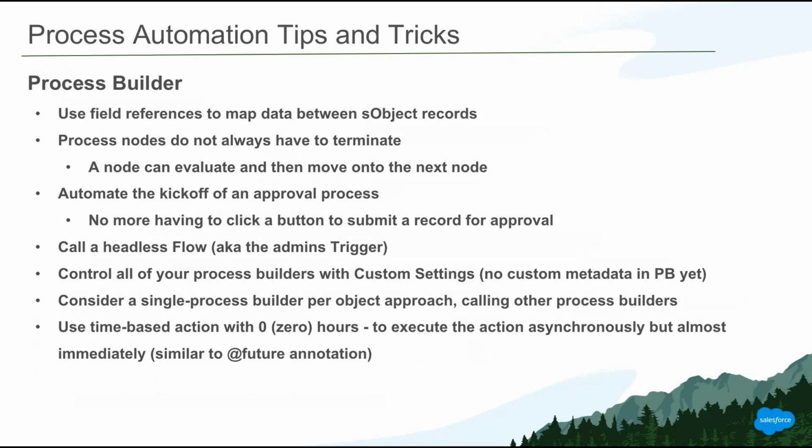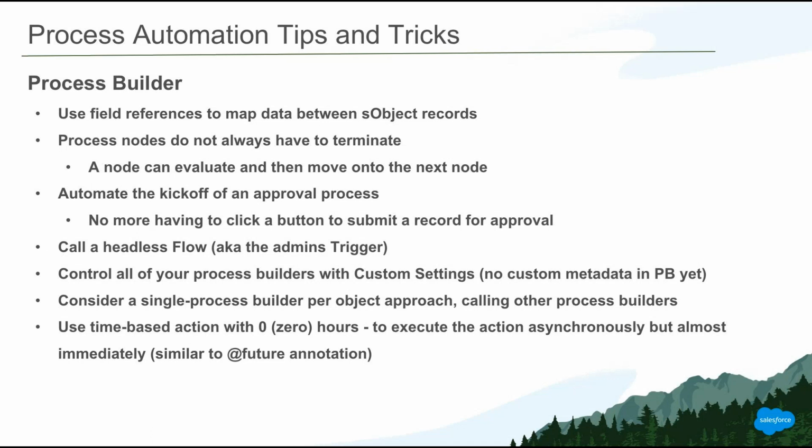In Process Builder, use field references to map data between sObject records. There's actually an interface where you can look up and map data between different records. So instead of having hard-coded values or remembering what a value is or storing it somewhere, you can say, hey, I'm going to create this new task record and I want to map it to a contact record. You can actually do that in the interface and look up to the fields on contact so you can map all that data together. We already talked about this: process nodes don't always have to terminate. You can evaluate a node and you can move on to the next one.